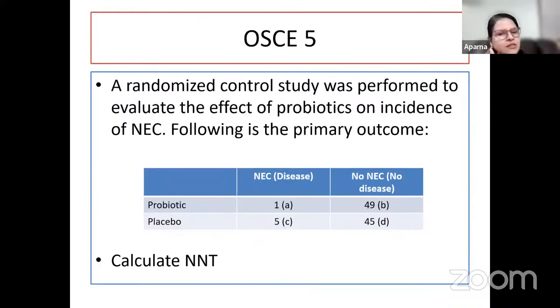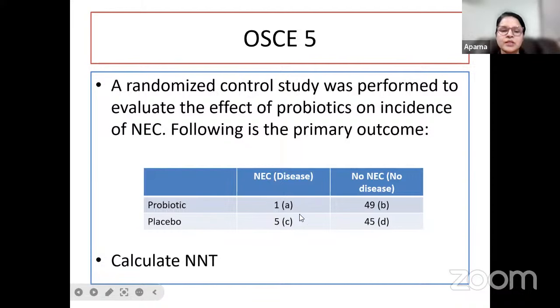Now the next OSCE: a randomized control study was performed to evaluate the effect of probiotics on incidence of NEC. The following is the primary outcome. So you can see that the primary outcome is necrotizing enterocolitis, that is disease. We have two groups of individuals. Again, when we have calculations for relative risk and NNT, remember that you have the diseased and the non-diseased groups as the columns. So you have the interventions here on the rows, probiotics and placebo.